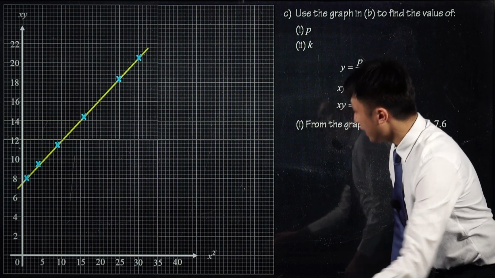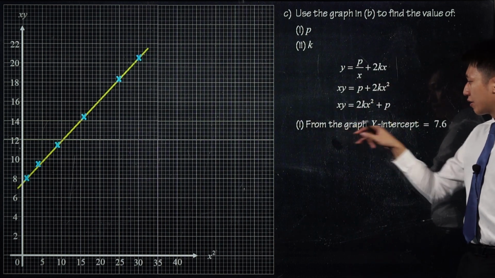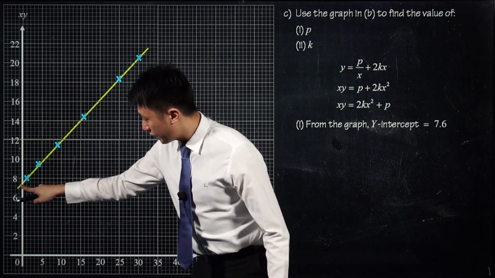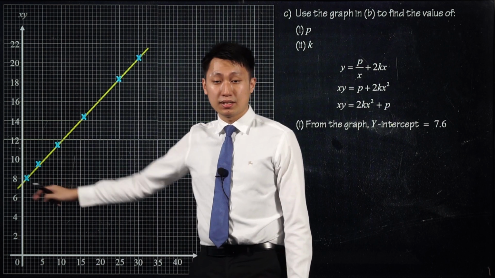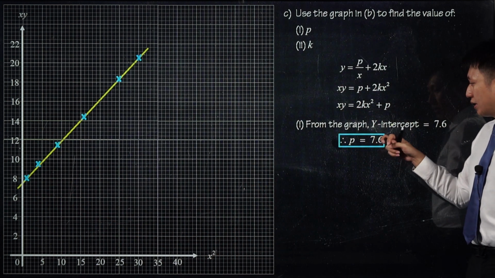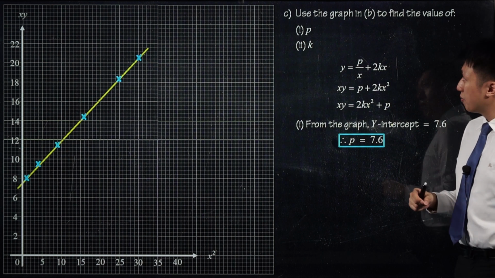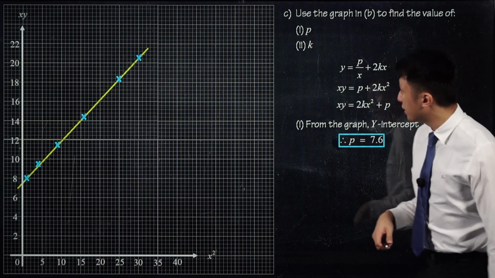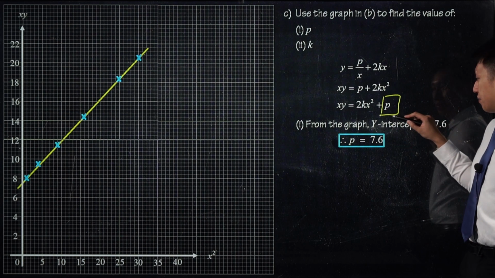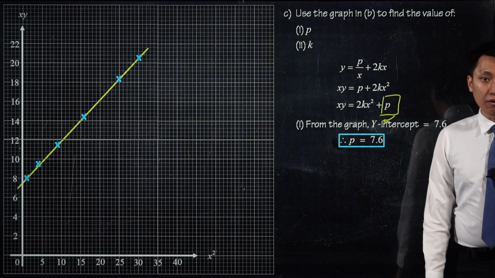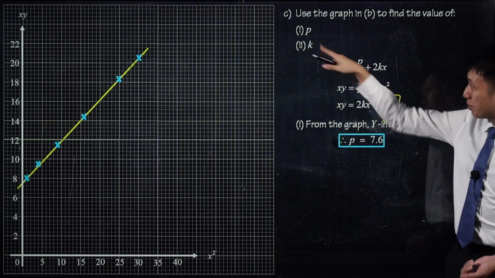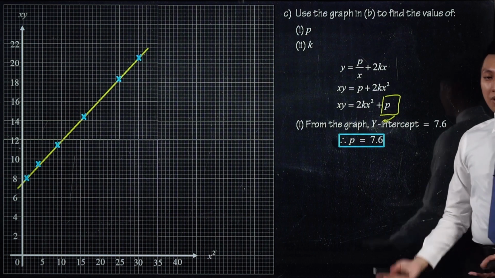Okay, we just leave it. From the graph, the y-intercept is 7.6. So you move it here and check what is the value of this 7.6. We read it from the graph, and then P will be 7.6. Find the value of P because P is immediately the y-intercept. Now it's not about finding y or x. Now it's about finding P, where P is exactly the y-intercept.